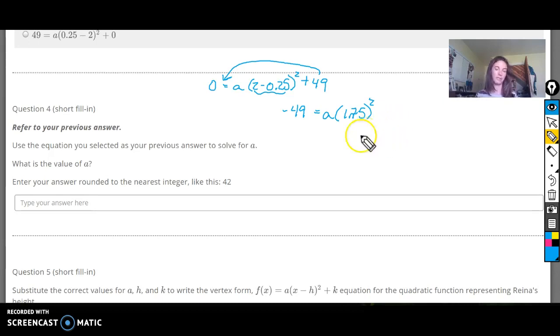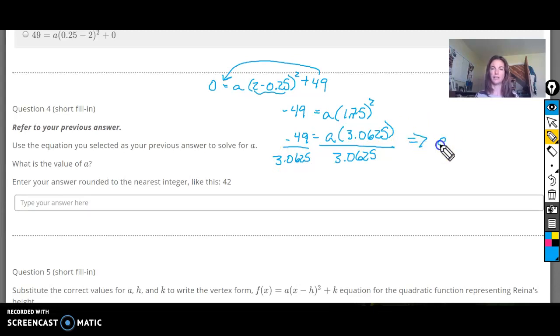And when I do 1.75 squared, I get 3.0625. So negative 49 equals a times 3.0625. Then if I divide both sides by 3.0625, I get that a equals negative 16.